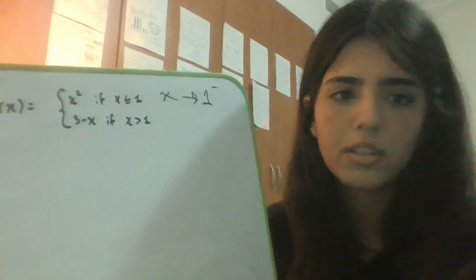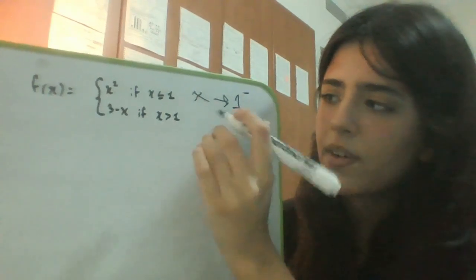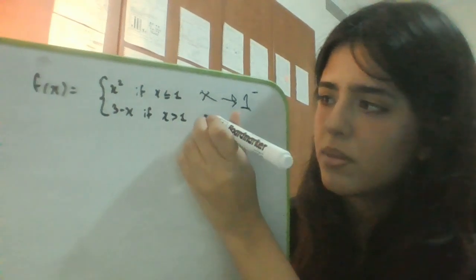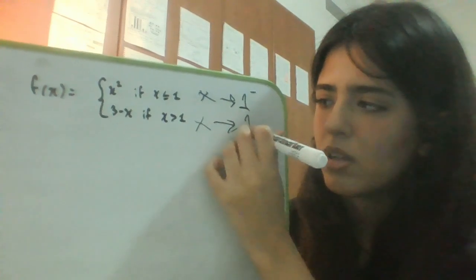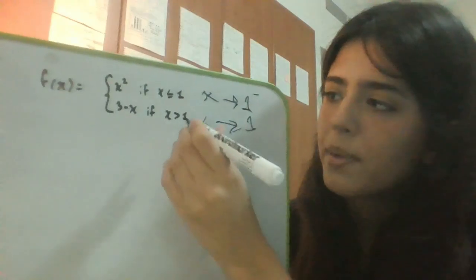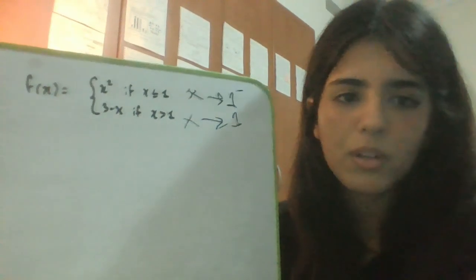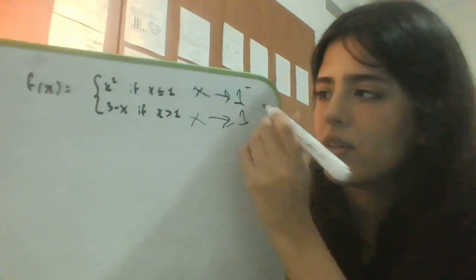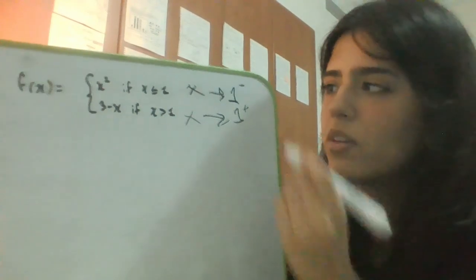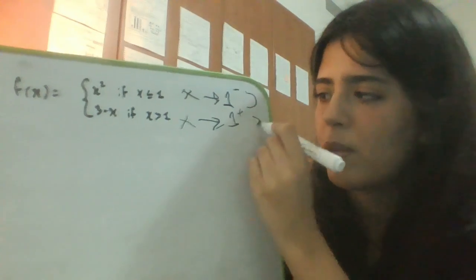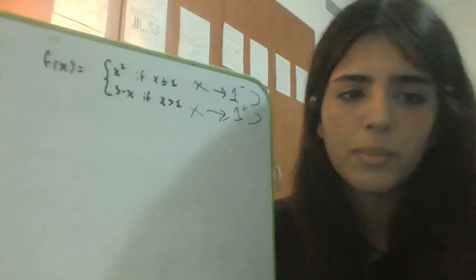Less than 1, okay? And then for 3 minus x, if x is greater than 1, this means x is approaching 1 from the positive side, because x has to be greater than 1, and when x is greater than 1, they're all positive. There's no negative values. So here we have two sides of our limit, the negative side and the positive side. Now we're going to find the one-sided limits for each.